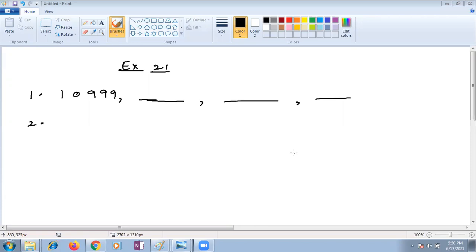Ma'am, in this exercise, what do we have to do? Exercise 2.1, first bit: write the next three natural numbers after 10,999. After 10,999, what are the numbers you will get, children? 11,000, 11,001, 11,002.